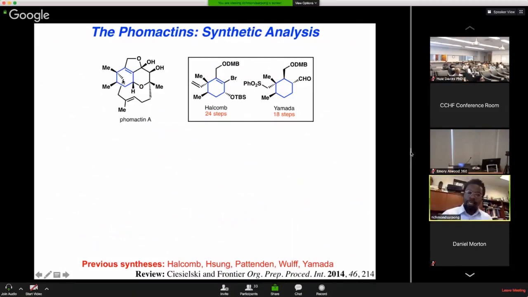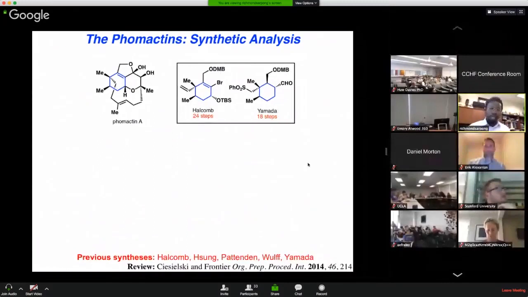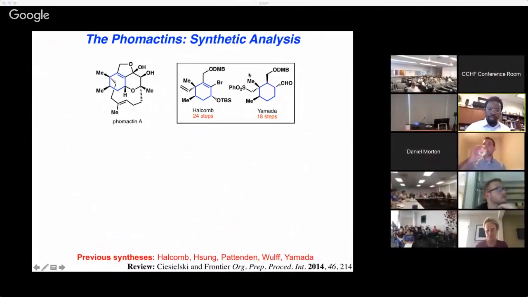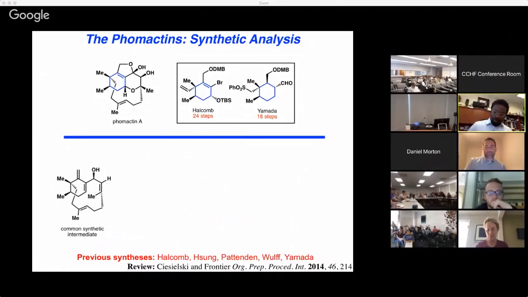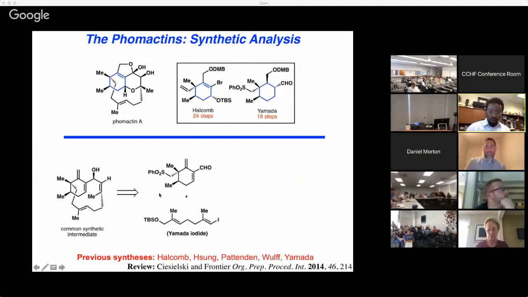And so we thought if we were going to make any contributions in an impactful way to the synthesis of these molecules, we had to find a way to achieve the synthesis of this portion of these molecules in a shorter step count. And so our idea was that our common synthetic intermediate that we had identified could be brought back to these 2 fragments. The vinyl iodide had been utilized by Yamada in his group synthesis of the Phomactins, and so we would borrow in terms of how to prepare that, and really the contribution that we're going to make rested on our ability to prepare a cyclohexene fragment of the type shown here.